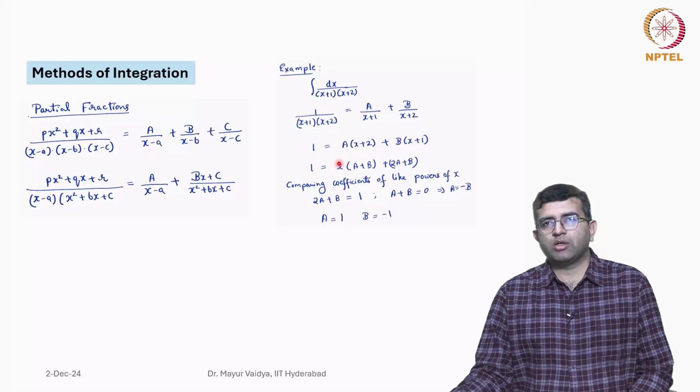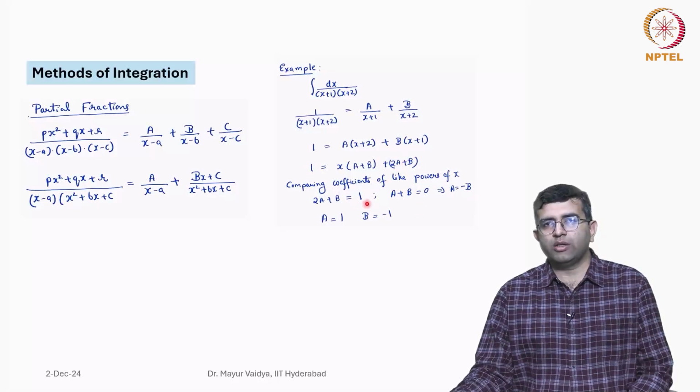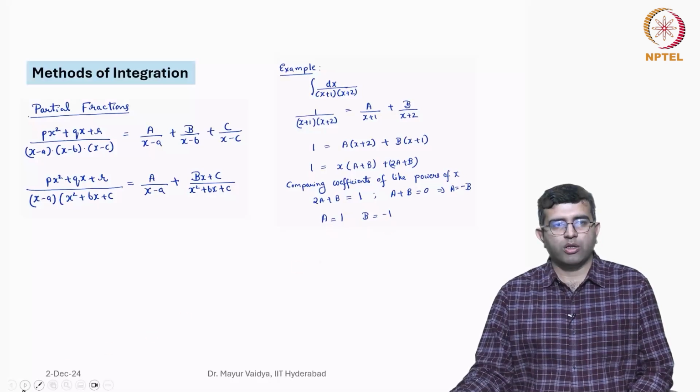You separate as different powers of x, that means x into (a + b) plus (2a + b). Now, if you compare the coefficients of like powers of x, we know a + b, there is no x on the left hand side. So, a + b is equal to 0, or a is equal to minus b, and 2a + b, which are the constant terms, is equal to 1. So, you will get a is equal to 1, b is equal to minus 1.